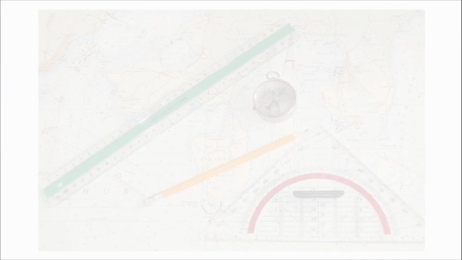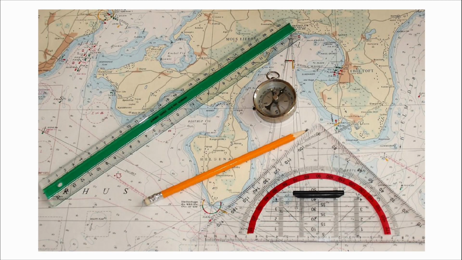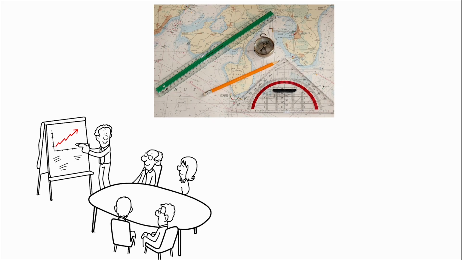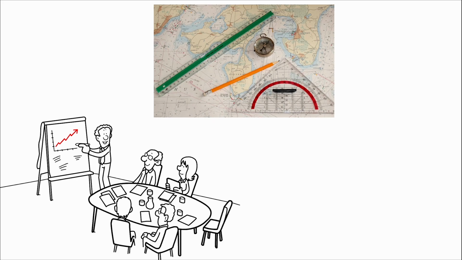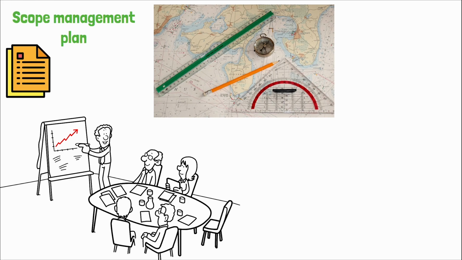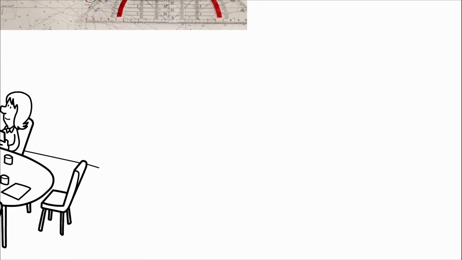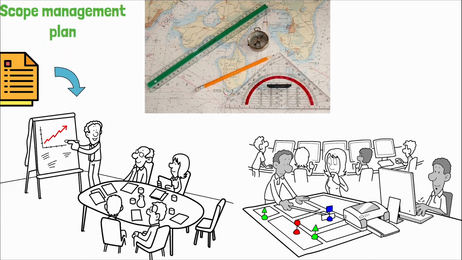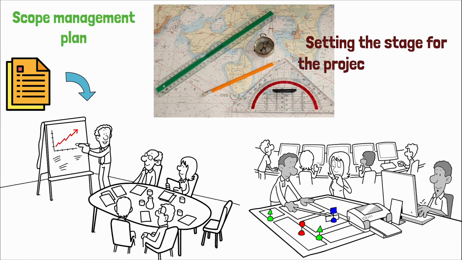Imagine scope planning as charting the course for a ship's voyage. The project manager, akin to a captain, must outline the journey ahead. It begins with the crafting of a scope management plan, a document that serves as the navigator, ensuring the project stays its course amidst the winds of change. The planning of scope management involves drawing up procedures for how the project's scope will be defined, documented, and approved, setting the stage for the project's trajectory.